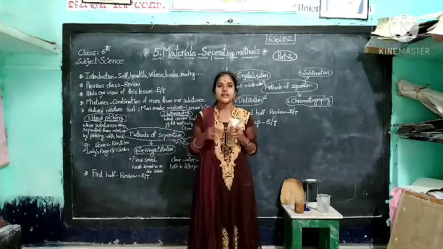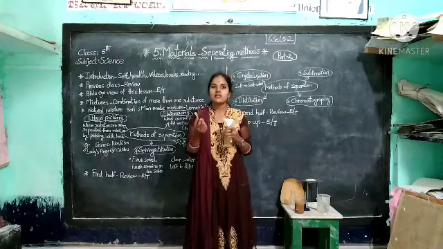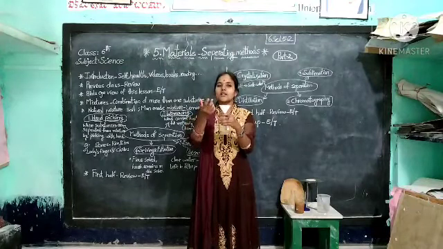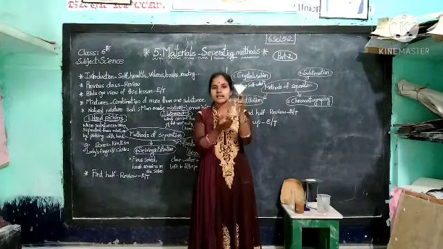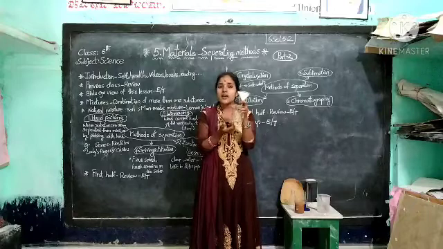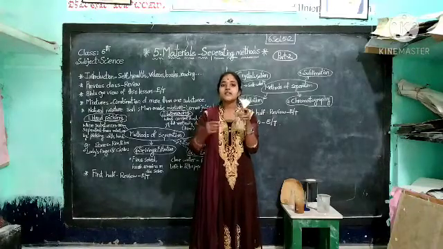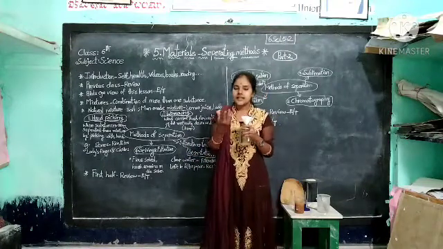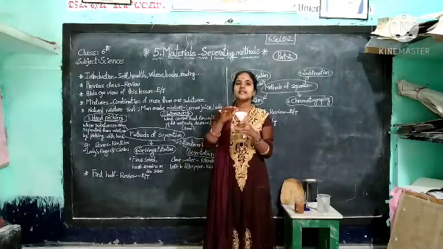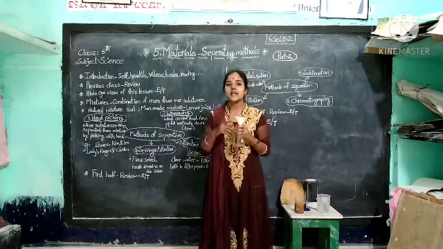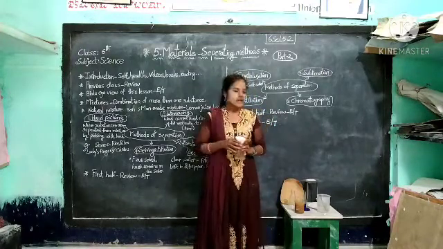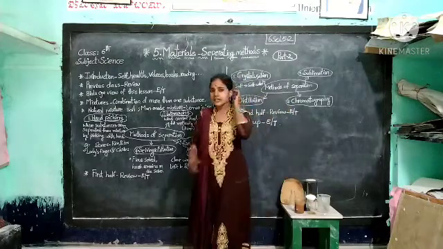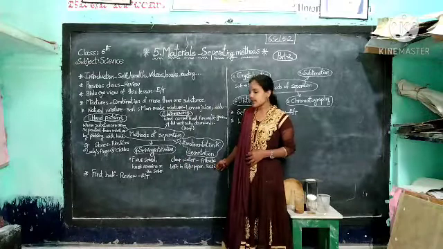In this process, first of all, we pour the muddy water in this funnel. After that, we get the clear water in this beaker. The clear water that remains in the beaker is called filtrate. Remember that word, filtrate. The dust particles that remain in the filter paper in the funnel are called residue. Okay, did you understand? This is called residue.